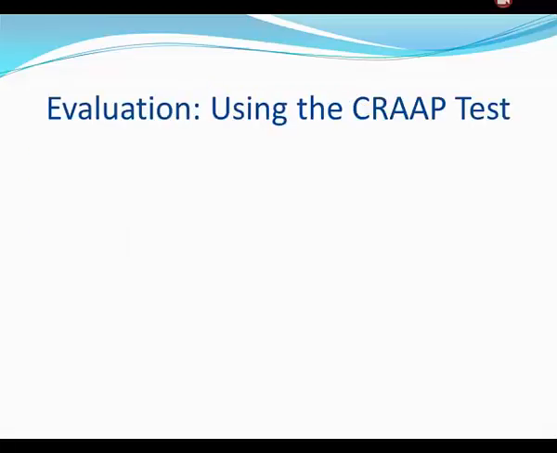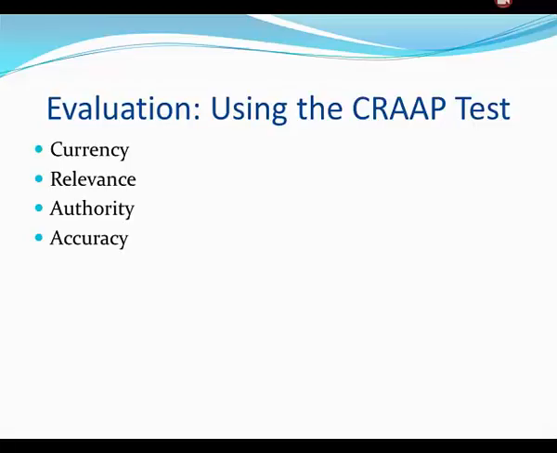Evaluation. You should have already watched the in-depth video, but let's go over the CRAP test quickly. Remember, it consists of currency. That's the timeliness, when the information was published. The relevance. How does this relate to your research question? Remember, there has to be a close link. The authority, who wrote it and how credible is the author? The accuracy, where did this information come from? Can it be verified elsewhere? And finally, the purpose. Why does this information exist?